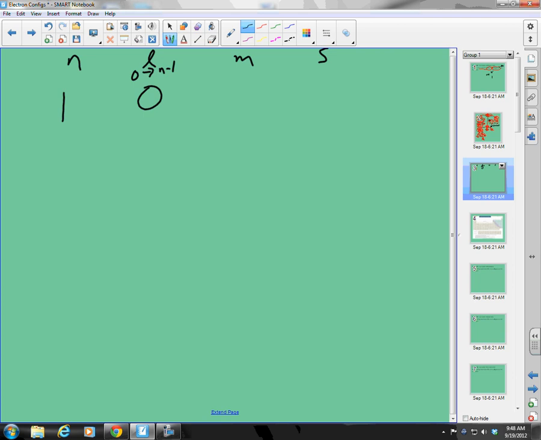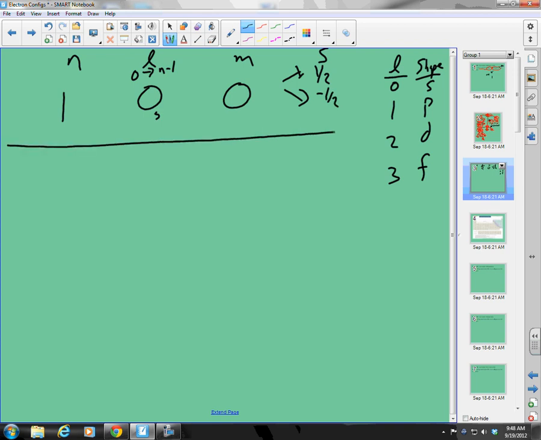No, it doesn't. Remember, when L is equal to 0, what kind of shape do I have? I have an S. When L equals 1, I have a P. When L equals 2, I have a D. When L equals 3, I have an F. Good. So I have an S orbital here, right? And how many orientations of that do I have? I have a 0, meaning 1 orientation, and I have plus 1/2 and minus 1/2, right? And so this is my first shell.